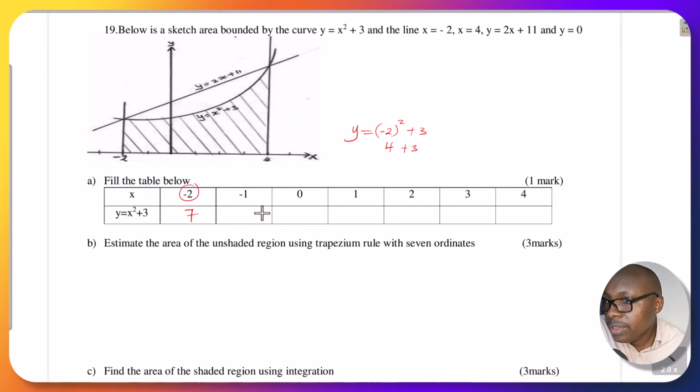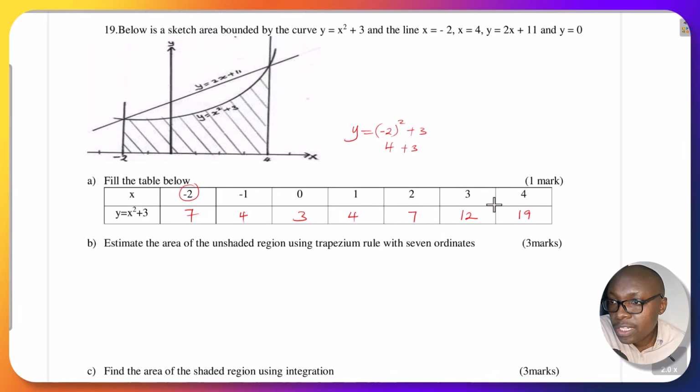So you get 7, then this one will give you 4. Then for 0 you'll get 3. Then for 1 you get 4. Then for 2 you'll get 7. Then for 3 you get 12. And then for 4 you get 19. So that is what you do. You get 1 mark for that. We go to part B.